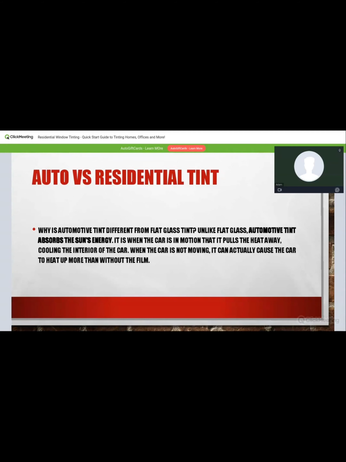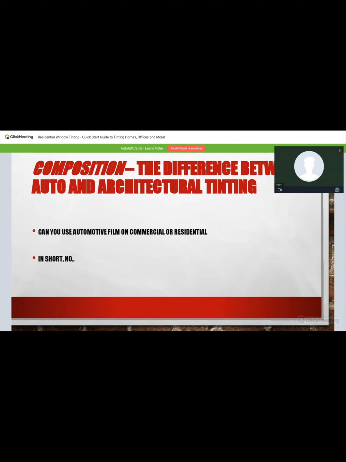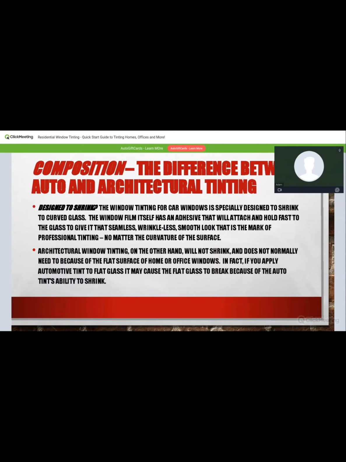It ranges between $1.20 and $1.80 per square foot. Window film can go up to about $2 a square foot. So never put automotive on. Biggest reason why: automotive absorbs, residential reflects. That's why it has that mirror look into it. Now, the difference between automotive and architectural or residential film, number one thing is auto absorbs, residential reflects.